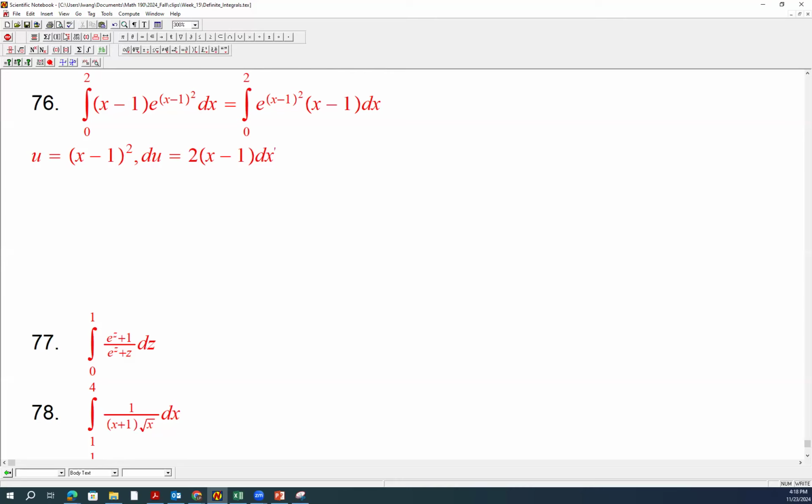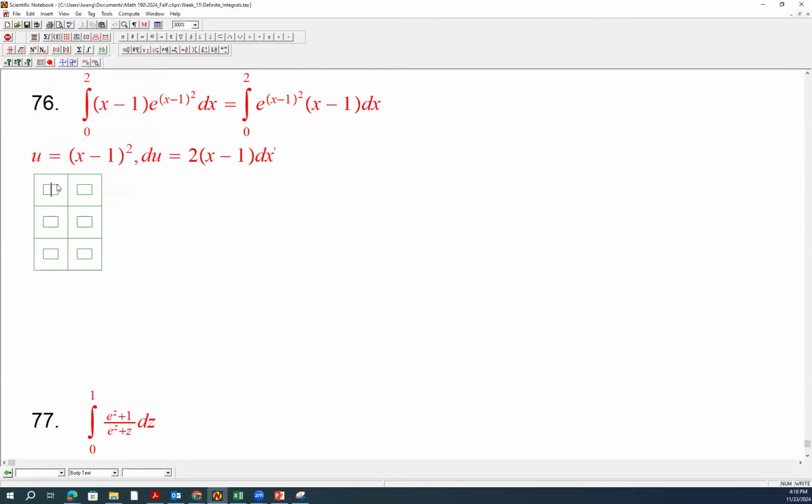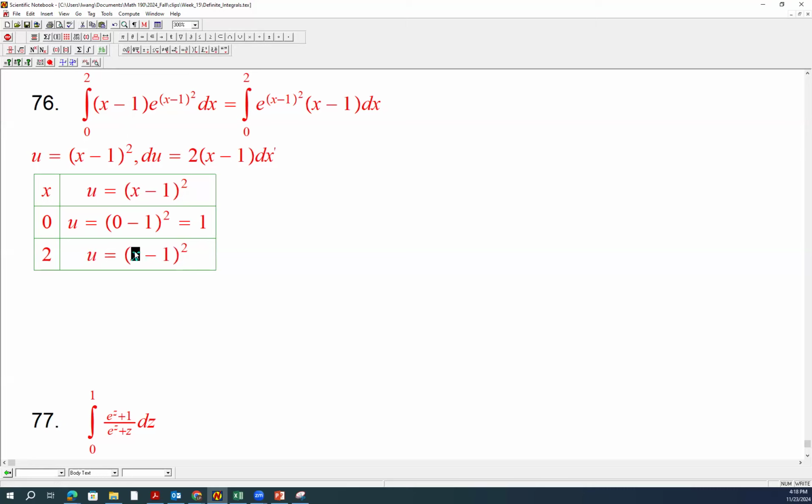We're getting closer to it, so let's work out the table. x and u, where u equals (x minus 1) squared. x changes from 0 to 2. When x equals 0, u equals (-1) squared, which is +1. When x equals 2, u equals 1 as well.